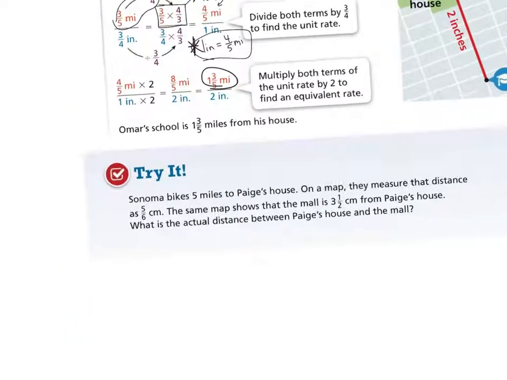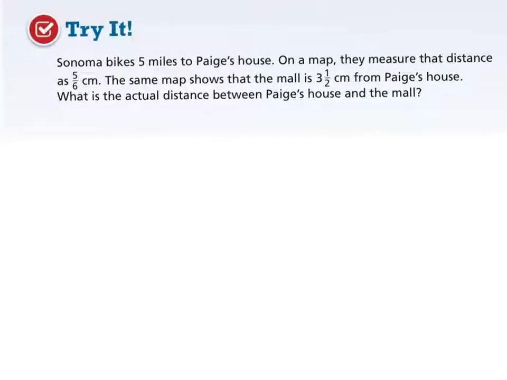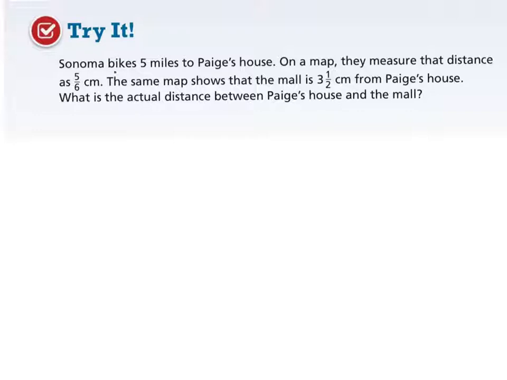So if we look at the try it, Sonoma bikes 5 miles to Paige's house. On a map, they measure the distance as 5/6 of a centimeter. The same map shows that the mall is 3.5 centimeters from Paige's house. What is the actual distance between Paige's house and the mall? So we could just try and do a proportion here and figure out that missing number, see if we have a nice pattern. The other thing is we could try to figure out on a map what 1 centimeter is equal to.